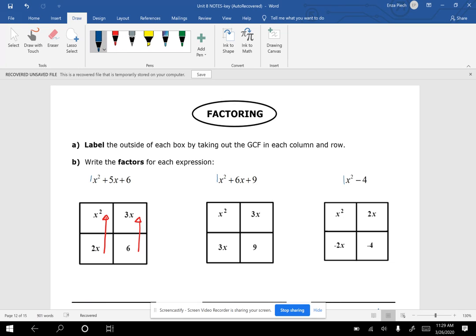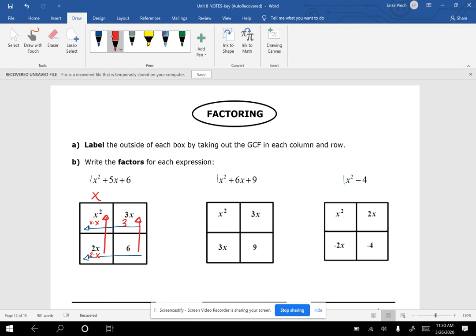Columns go up and down. We're going to do it for every single row. Rows go left to right. All right, so let's start with our columns. Here, up and down, I can see that this has x squared, which means x times x. And this has 2x, which is 2 times x. So what do both of those have in common? They both have an x. So I can pull x out, and I'm going to write it on top.